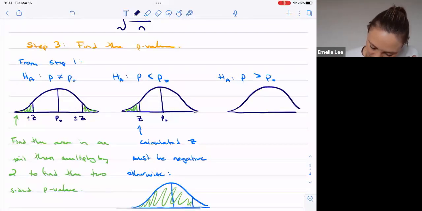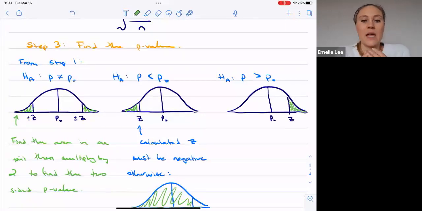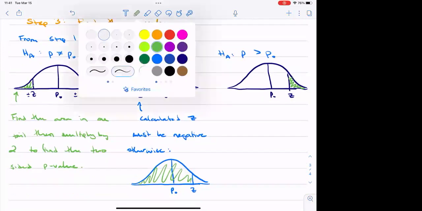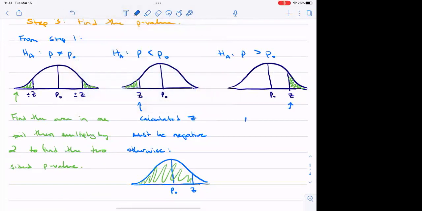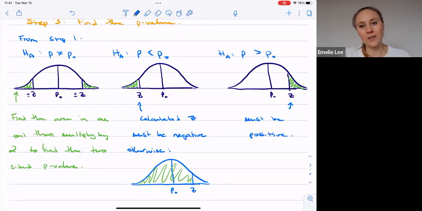And then finally, if my hypothesis is that P is greater than P naught, then hopefully my Z is above P naught. And then the probability of being as extreme or more extreme is, of course, in the upper tail. And here the calculated Z must be positive, just on the other side.